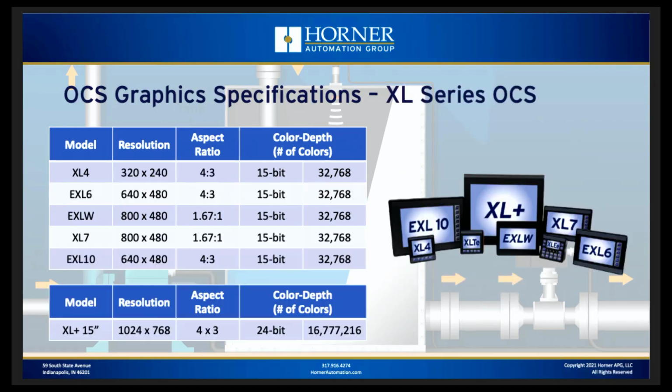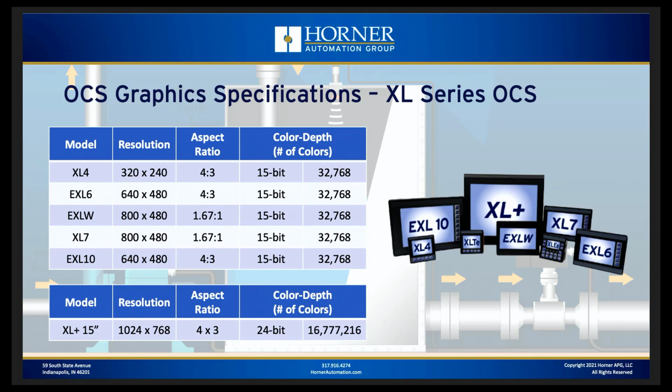Now, as you move up to the XL series, the aspect ratios are a little more consistent. There you start out with quarter VGA and full VGA in a 4:3 aspect ratio. And then you've got the 7-inch and the wide 6 that have 800 by 480 resolution. All these units support 15-bit color depth, which is 32,768 colors. And then of course you also have the 15-inch XL Plus, which has the highest resolution as well as the most detailed color. It can support 24-bit color, which is over 16 million colors.